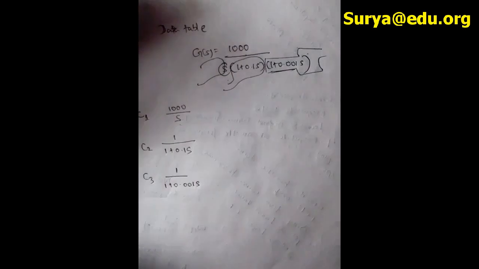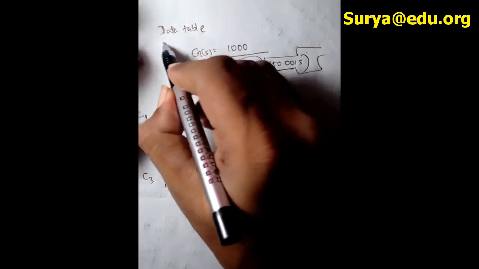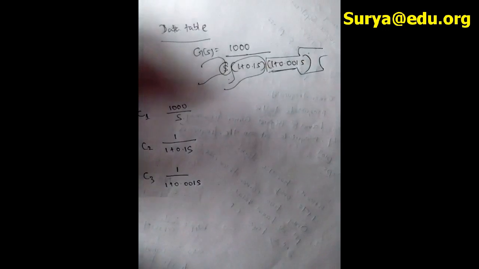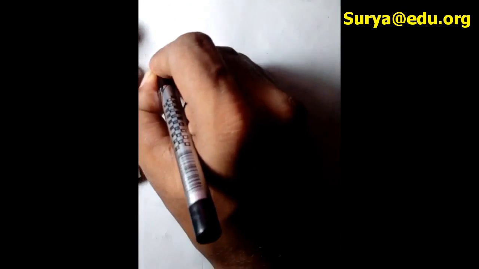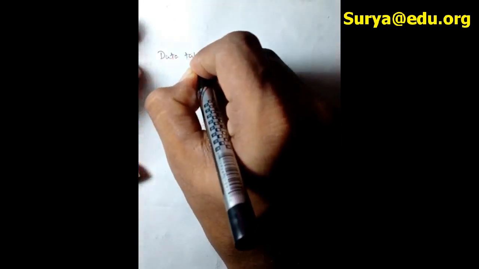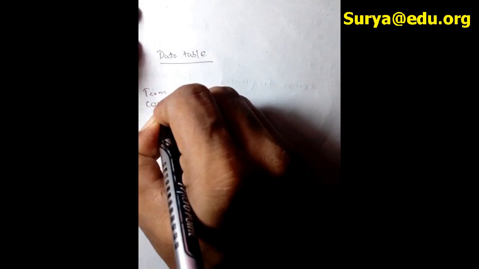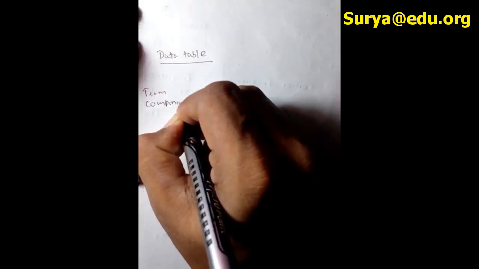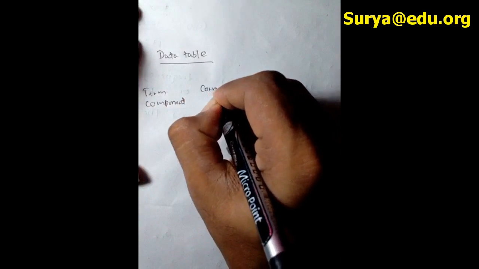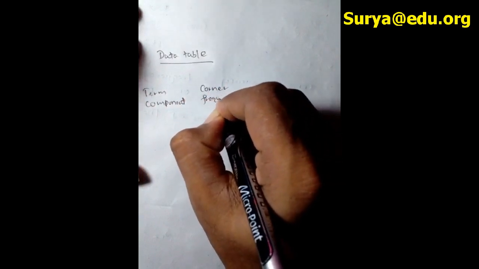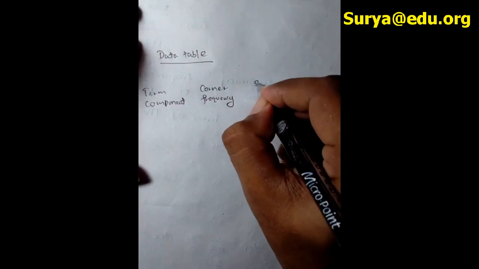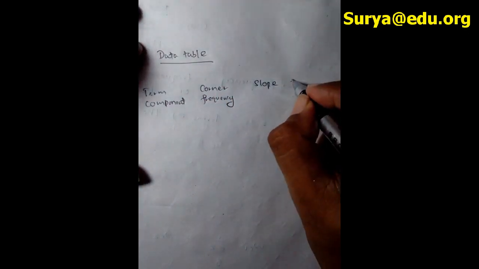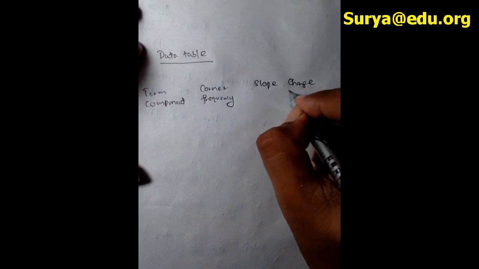Okay, so now the next thing is we need to fill something called a data table. Now I will teach you how to fill that data table. In filling that data table, there are some titles. The first thing is the term or the component, the next thing is the corner frequency, the next thing is slope, and the other one is change in slope.